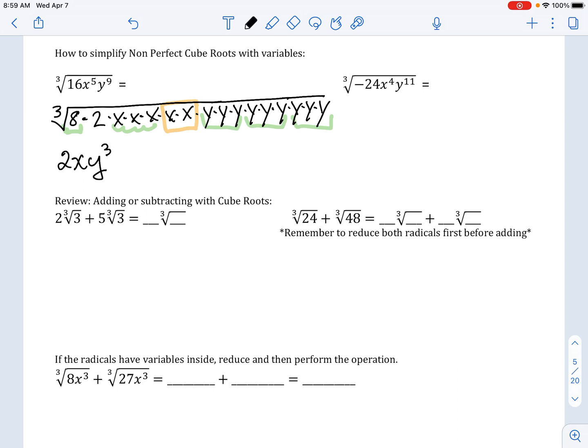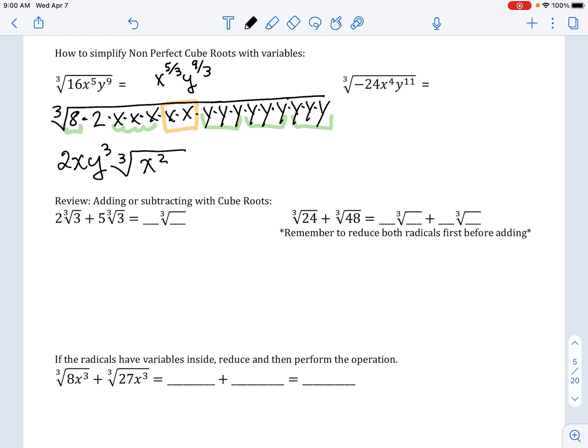Y cubed. What stays inside the cube root is x squared. So keep track of what stays inside. Please remember to place the index in the radical symbol. Then another way to think about it is you could rewrite it as x to the 5 over 3 and y to the 9 over 3. Now, when you write it that way, it's not so easy to simplify. X to the 5 over 3 would just stay 5 over 3. Y to the 9 over 3 would be y to the 3rd. So it is possible to write it like that, but it doesn't simplify it as much.